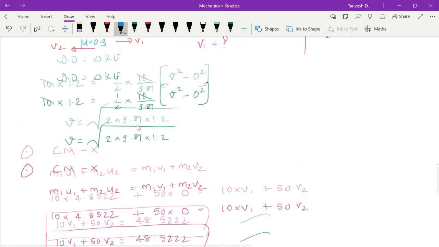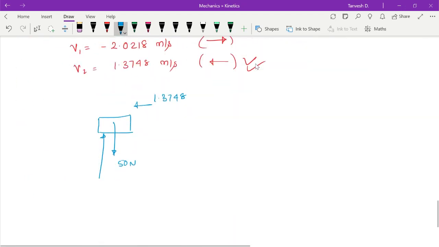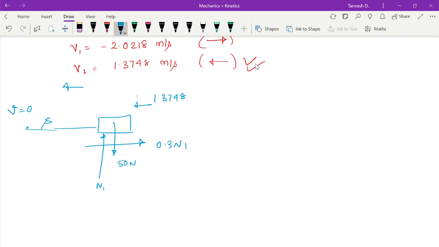The coefficient of friction is given as 0.3, so the normal N1 will be 50, and since the motion is going to be like this, the frictional force will be 0.3 times N1. It will move a distance of s, let us say, and then it will stop. So the final velocity v, I'll say it is 0, and let's say this would be the initial velocity of the motion of the block now. So work done is equal to change in kinetic energy.